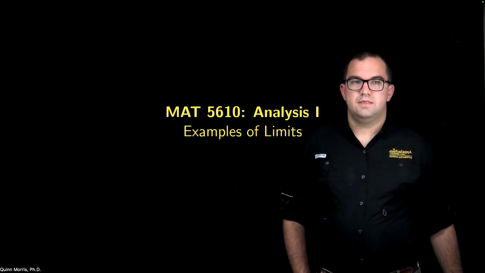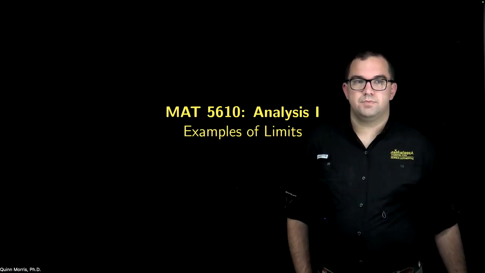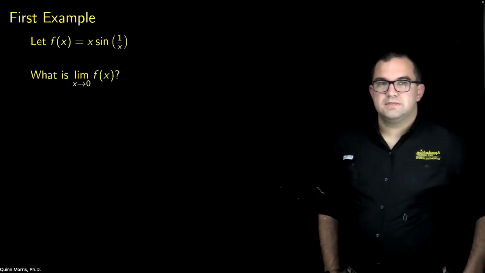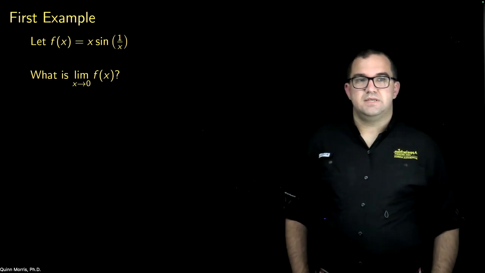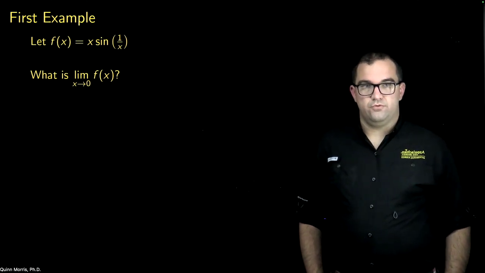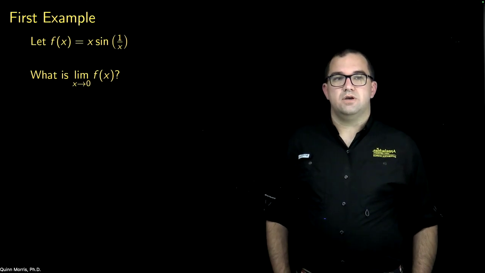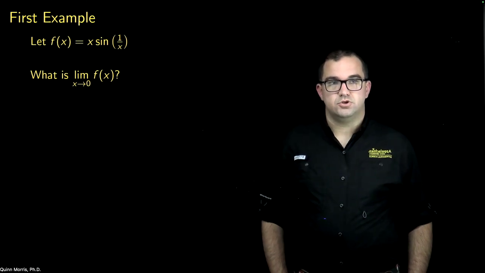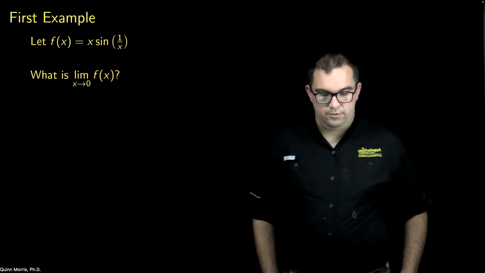Hi everyone. In this video, having learned a new definition for the limit, we now want to work through 3 examples to see how this new definition works in practice. To begin with, let's consider a function f of x, which is equal to x times sine of 1 over x. We want to ask ourselves what the limit might be of this function as x approaches 0.